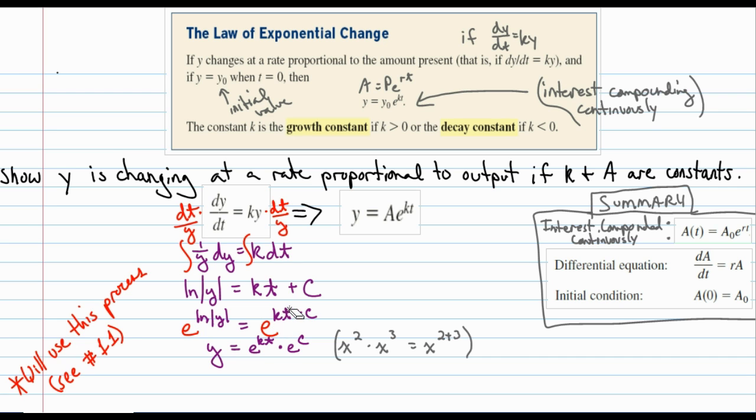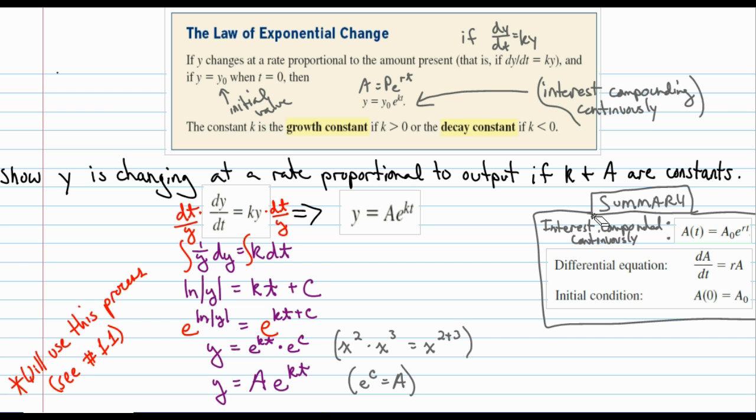Wasn't it supposed to be e to the kt plus c? Well, that's out here. It's kind of like if you have x squared times x cubed, that's x to the 2 plus 3. So I reversed it. If you're adding the exponents, it's the same thing as multiplying by the same base. So now, final answer, y equals A, basically we're calling e to the c our initial value A, e to the kt, or your y sub 0 e to the kt.